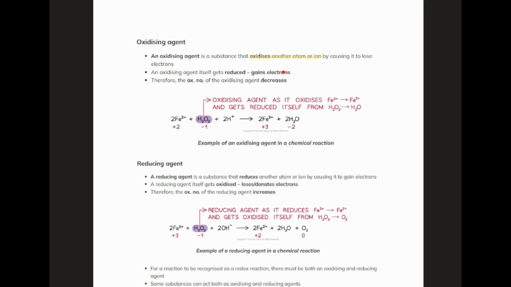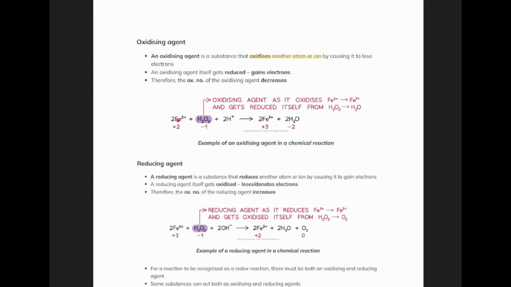So they gain electrons. So you have to be careful with this. They are oxidizing others, but the oxidizing agent itself is getting reduced. So therefore, the oxidation number of the oxidizing agent decreases. So let's see an example. They give you an equation like this. And let's say we want to see who is the oxidizing agent here. So we look at the oxidation number for each of these.